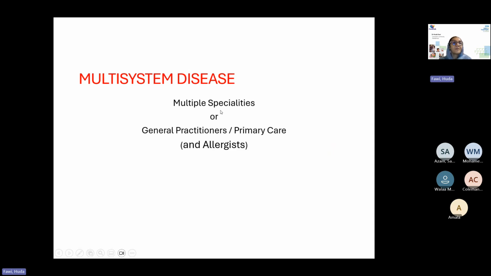Do you refer the child to multiple specialities, or is it one general pediatric practitioner that can manage this and then involve the allergist when needed? So yeah, sometimes it's simple, you can manage, and there are other times that you need to involve other specialities.